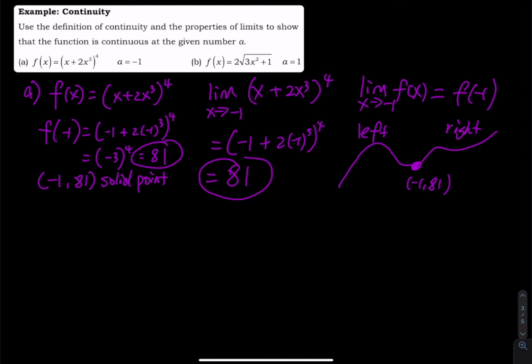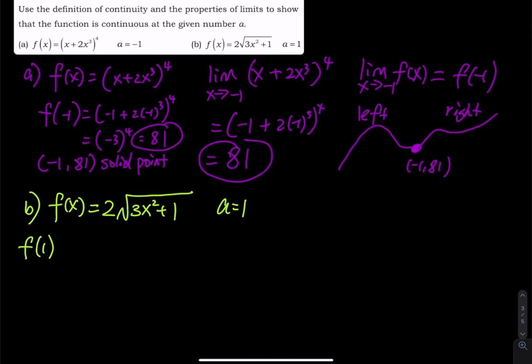All right. So b, we have f of x equals 2 times the square root of (3x squared plus 1) at x equals 1. Alright, so let's check f of 1. So that is 2 times the square root of (3 times 1 squared plus 1). So we have 4, right? So 2 times root 4. So 2 times 2 is equal to 4. So that tells me that (1, 4) is a solid point.